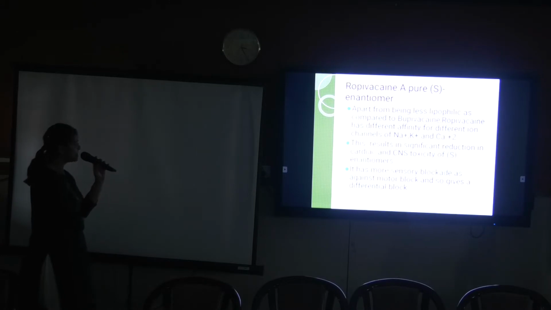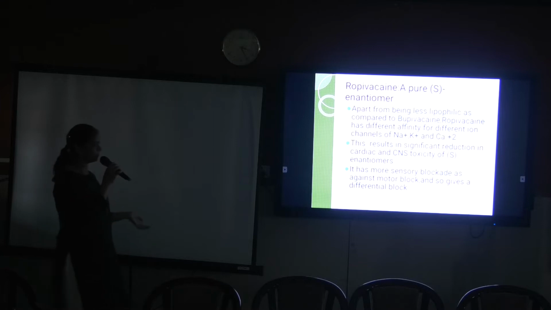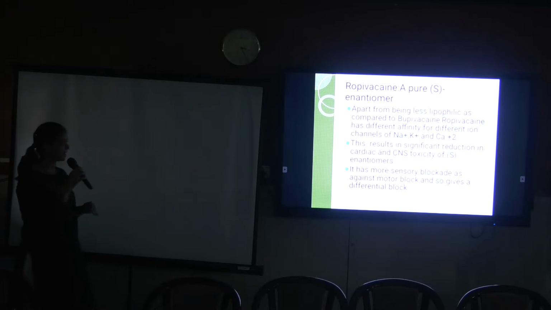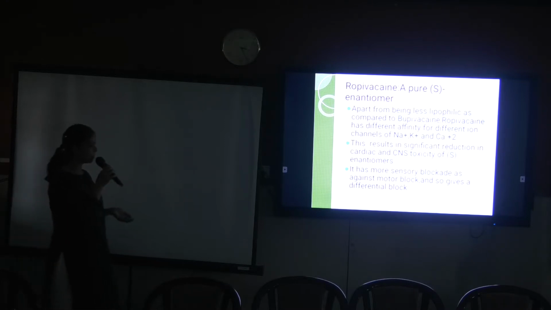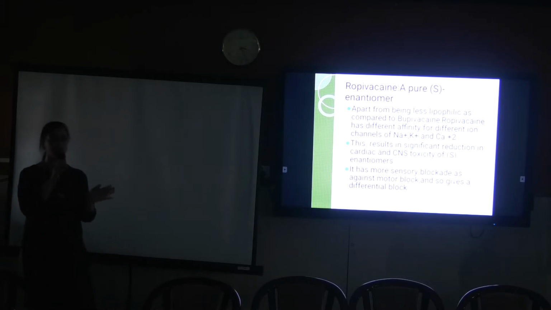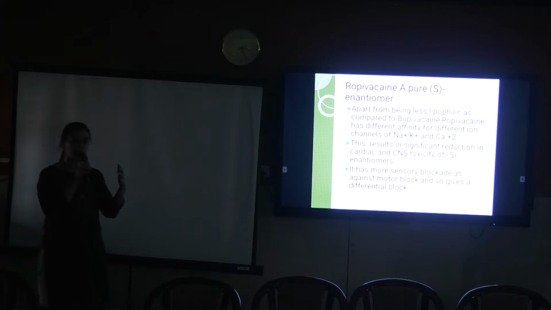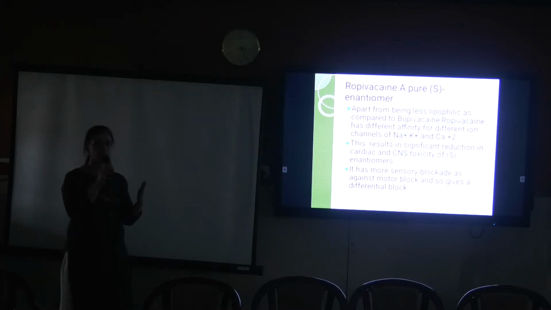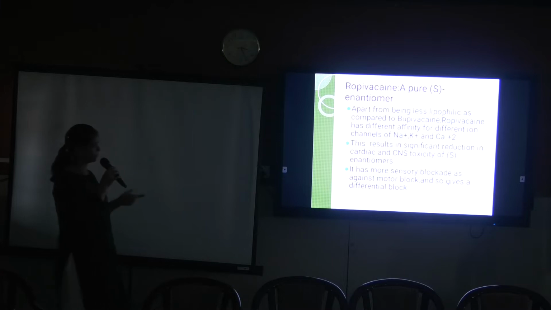Apart from being less lipophilic as compared to bupivacaine, ropivacaine has different affinity for different ion channels of sodium, potassium and calcium, and this results in a significant reduction in the cardiac and CNS toxicity of S enantiomers. It has more sensory blockade as against motor block, so it gives a very good differential block. It can be very well compared even with levobupivacaine. It causes a very good sensory block, but the motor block might not be that much.